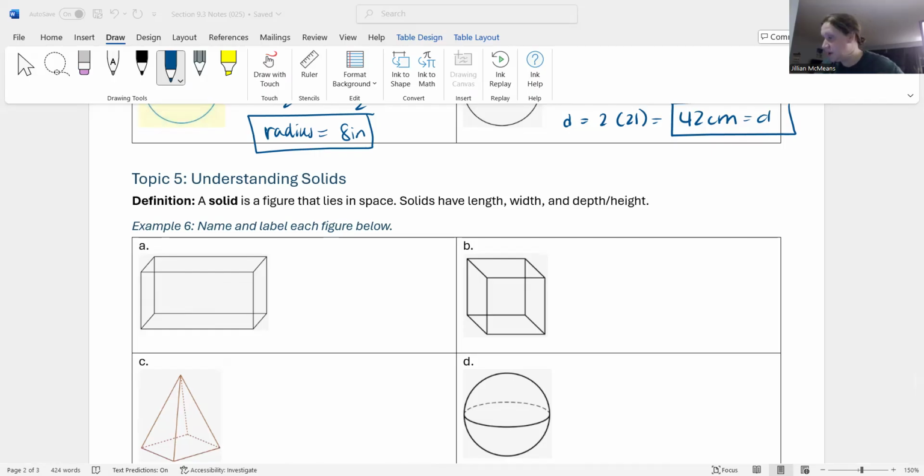Finally, for this worksheet, we have to remember the beginning of this worksheet. It was titled Plane Figures and Solids. So we're now going to talk about solids. We talked about all of our plane figures. Now we need to understand that a solid is a figure that lies in space. So we need to understand the difference between a plane figure and a solid.